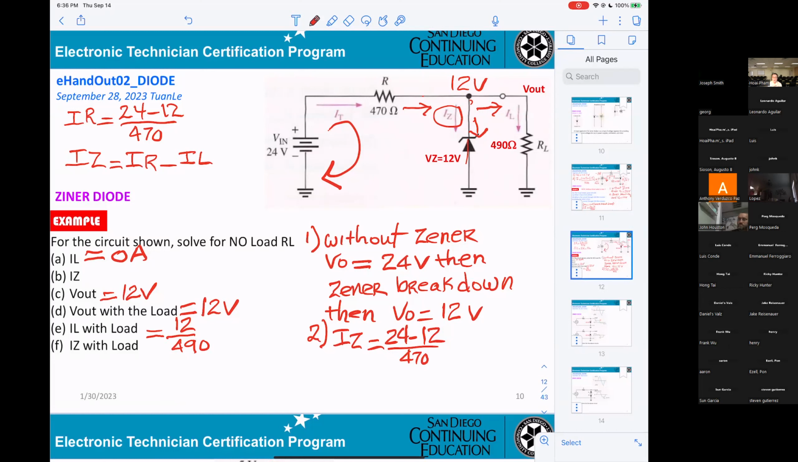Mr. Tai, we're talking about the load. The important thing is understanding. You don't have to memorize, okay? I have a question: so the IL and the IZ would be with the load, so with the 490 resistor, right, with the load. Okay.